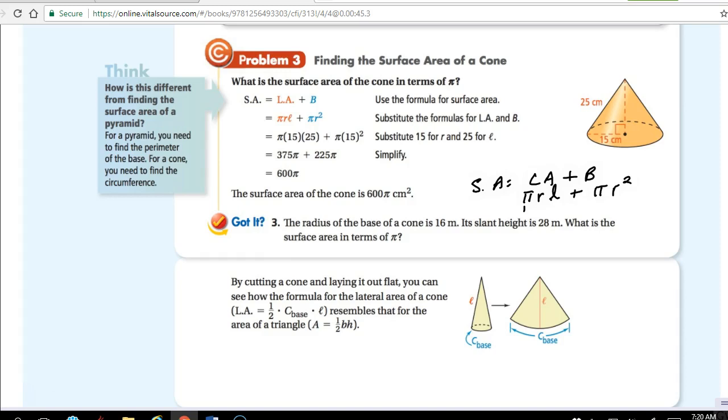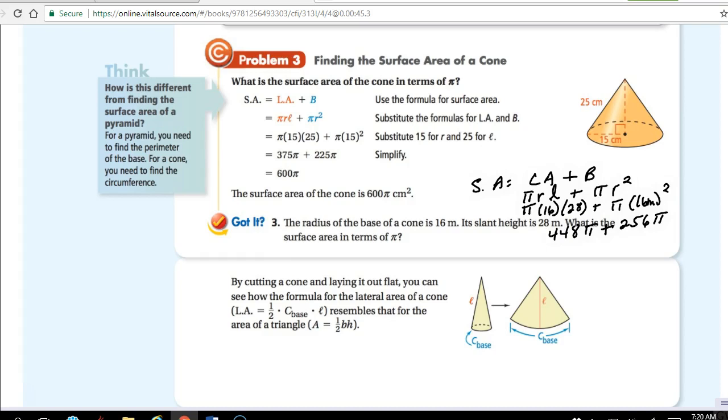So now it's just a matter of plugging in. It's pi. We're going to plug in 16 for the radius because that's what was given. The slant height is 28, again, because that was what was given. Plus pi times, again, the radius was 16 meters, so we're going to square that. So 16 times 28 came out to be 448, and don't forget your pi. Plus 16 squared is 256, and again, don't forget your pi.